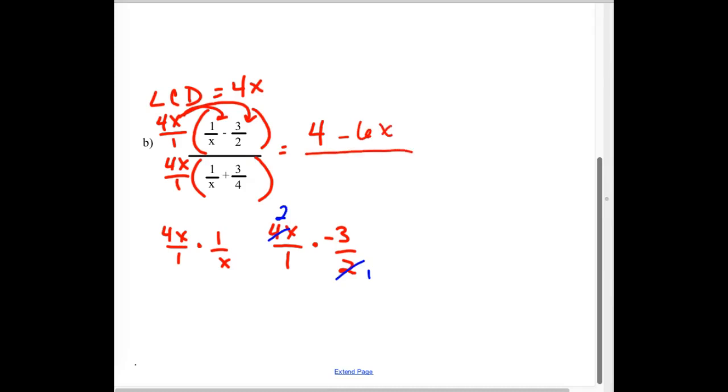Now, for the bottom half, we already did 4x times 1 over x, right? It was the same as what we had on the top part. So we did it right here, and we got just a 4. Last piece then is to take the 4x times the 3/4. What's going to drop out? Fours will drop out. We've got our denominators to disappear now, and we only have a 3x left.